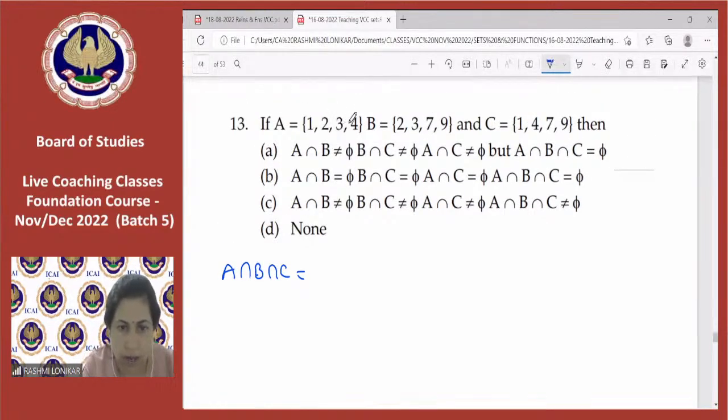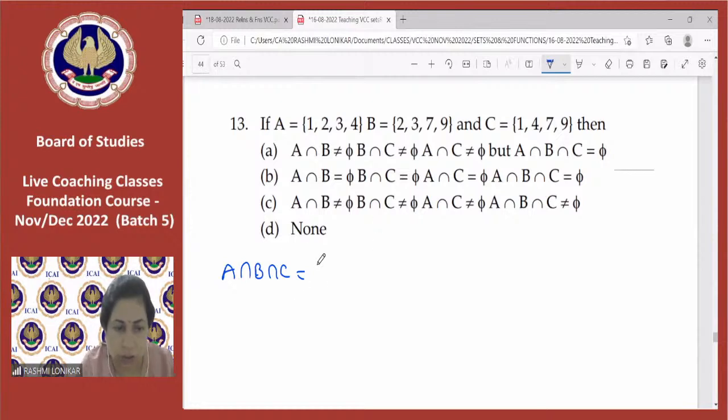2 and 3 are common to A and B, but I don't find them here in C. 2 and 3 I could find out. 1 is common between A and C. Again a problem. 4 is common between A and C. But as you can see, there is no number which is common to all three, A, B, and C.